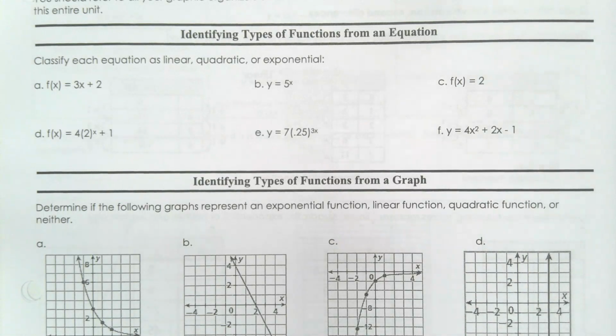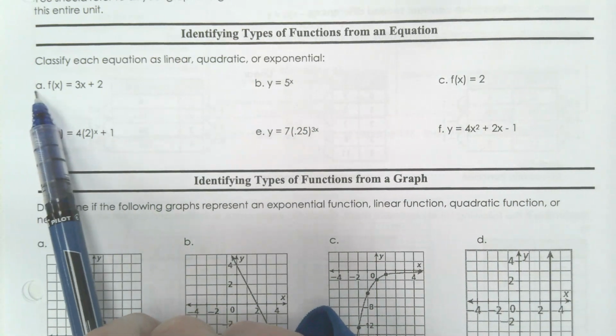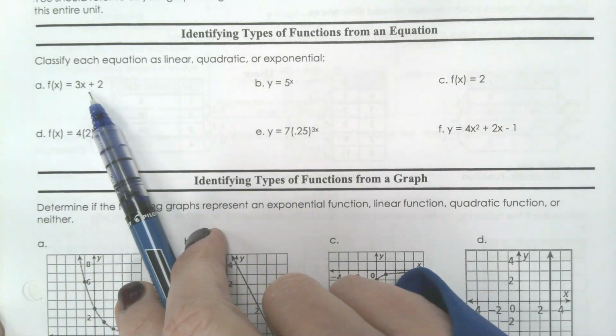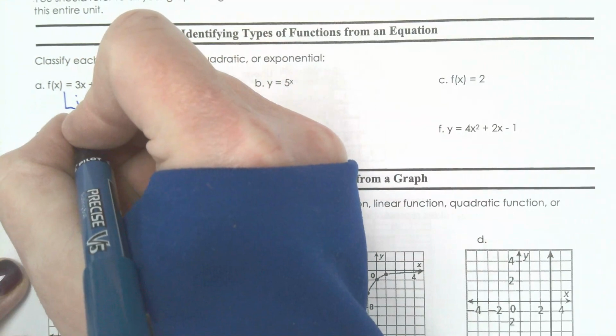All right, so continuing on from the prior video, we're back up at the top, and now we're trying to figure out if a function is linear, quadratic, or exponential just by simply looking at the equation. So when you look at equation A, f of x equals 3x plus 2, based on what we saw below, does this look like linear, quadratic, or exponential? Yep, that is definitely an example of a linear function.